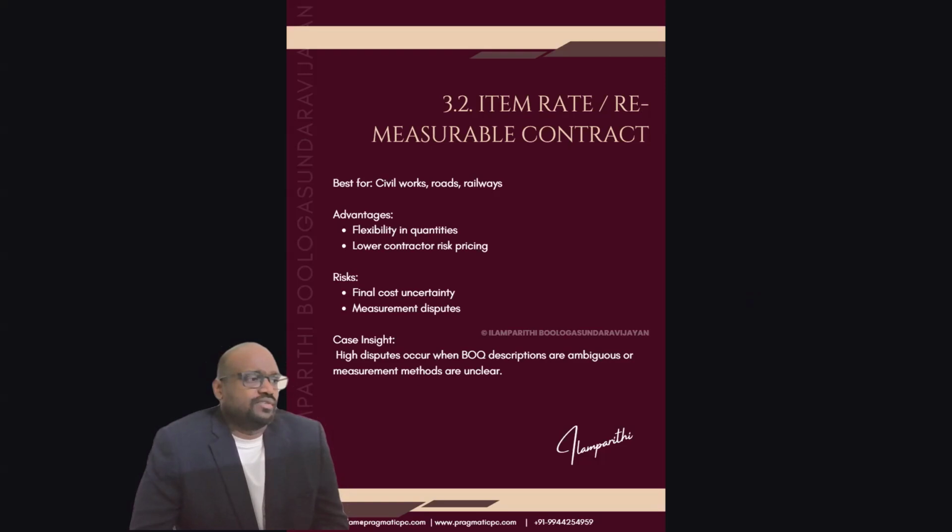The risk is final cost uncertainty. You may not know what the final cost will be, what we used to call the estimated cost at completion, ECA. Measurement disputes will often occur: your measurement will be one thing, the contractor's measurement another, and reaching a midpoint is very difficult when there are deviations in the contract. For example, high disputes occur when BOQ descriptions are ambiguous or measurement methodologies are unclear. These two end up in high disputes in BOQ contracts.